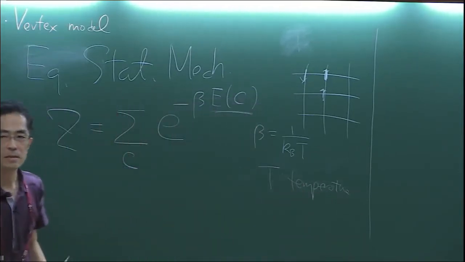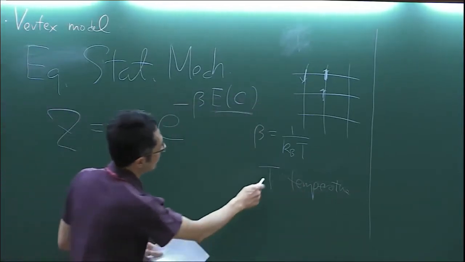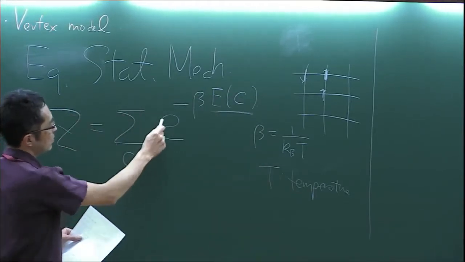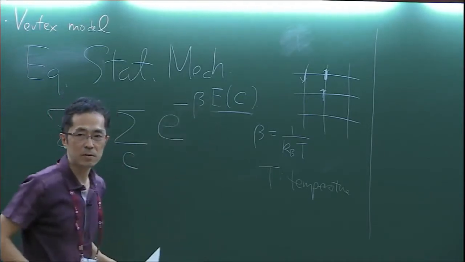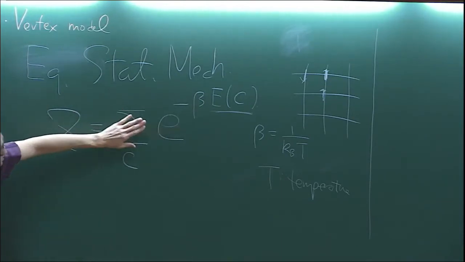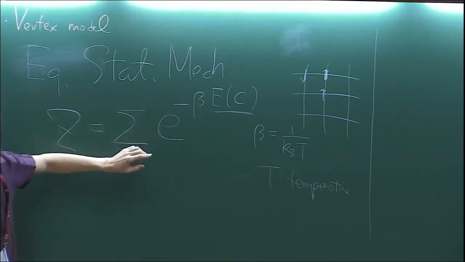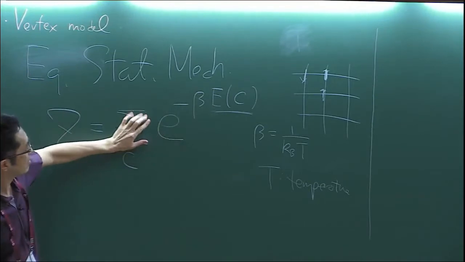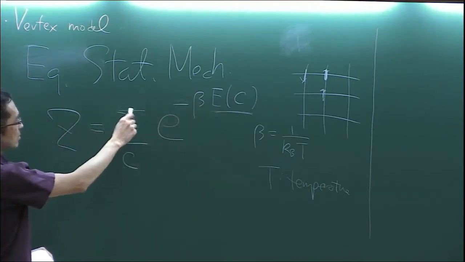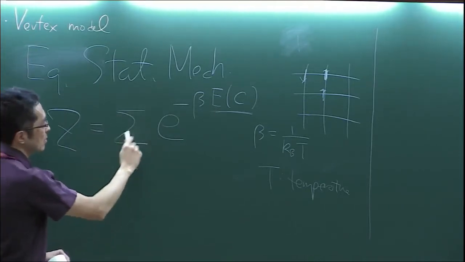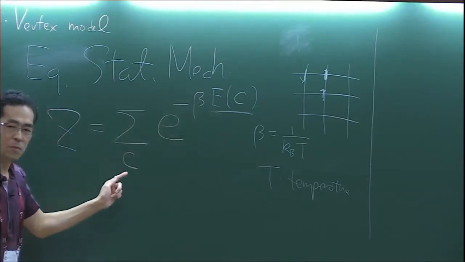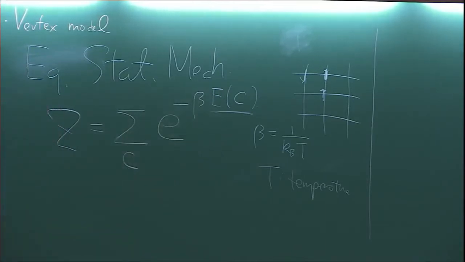Both of them are basically positive. We could consider T equals 0, but they are basically positive. And then we put them on this exponential, and then take a sum over configurations. So we are thinking that there is a weight for each configuration C given by e to the power minus beta E. And in that sense, this is a normalization, because we are taking a sum of weights for each configuration over all possible configurations, right?